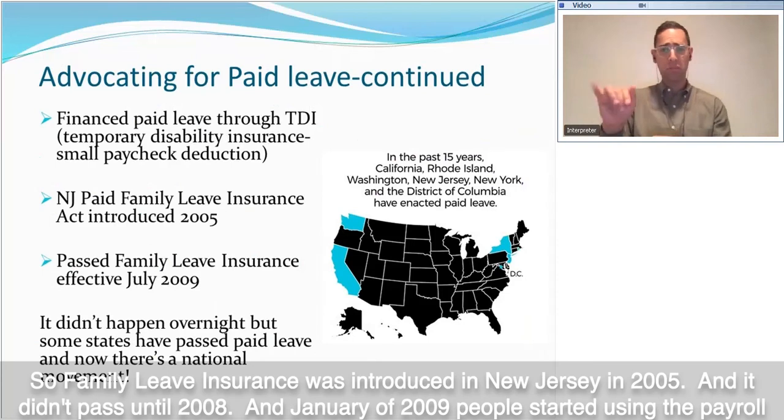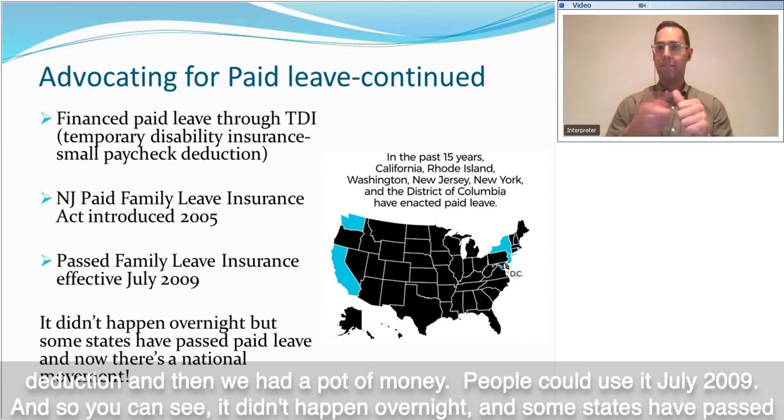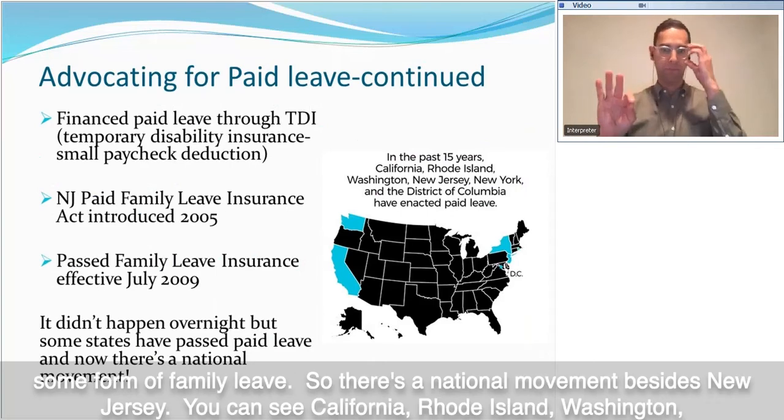So family leave insurance was introduced in New Jersey in 2005, and it didn't pass until 2008, and in January of 2009, people started using the payroll deduction, and then we had a pot of money. People could use it July 2009. And so you can see it didn't happen overnight. And some states have passed some form of family leave, and so there's a national movement.